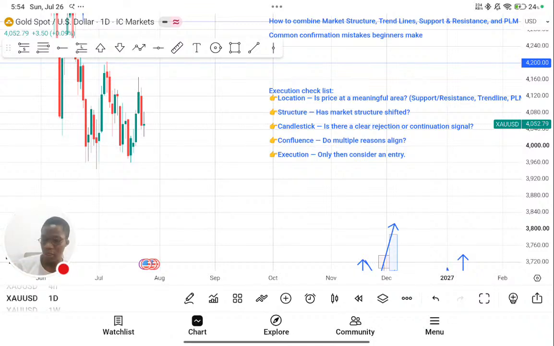But after execution, how do you manage your capital? What kind of mindset do you need to have? So we're going to treat risk management and psychology next.